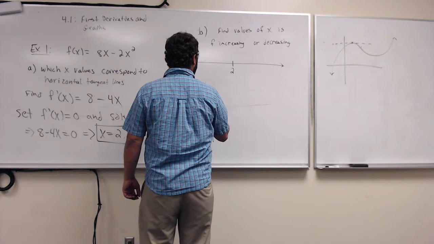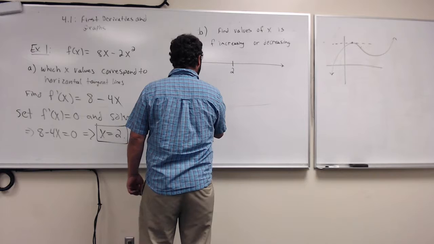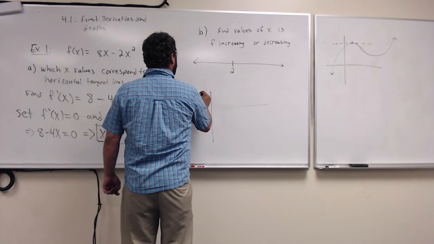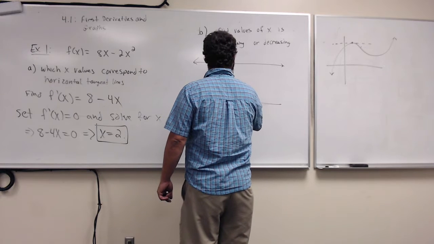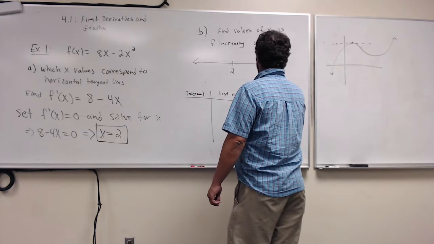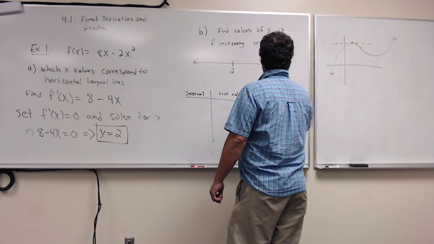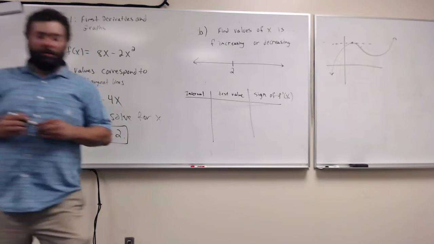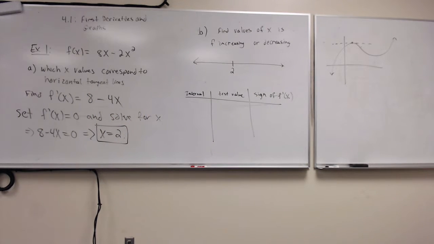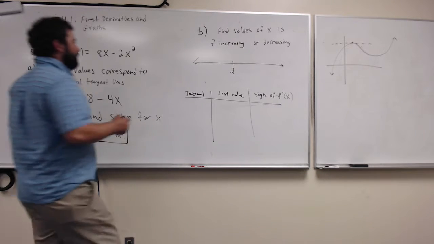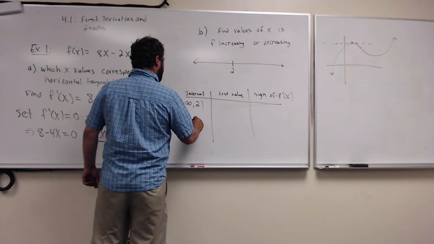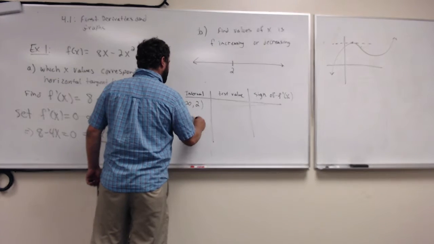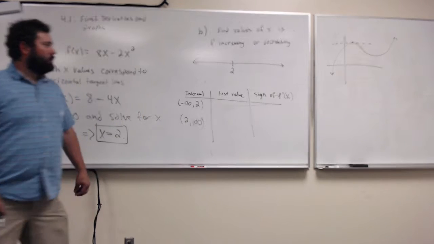Some of you might want to make a table, if you like. Hold on. So you have an interval, a test value, and then the sign of f prime of x. That horizontal tangent line is going to split up the domain into 2 intervals. You have the stuff left of 2, so minus infinity to 2, and then the stuff to the right of 2, which is 2 to infinity.